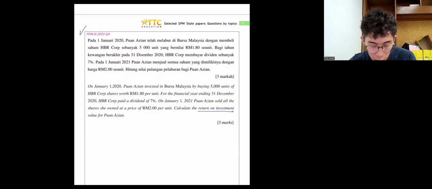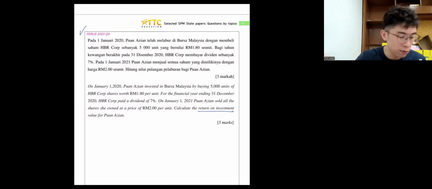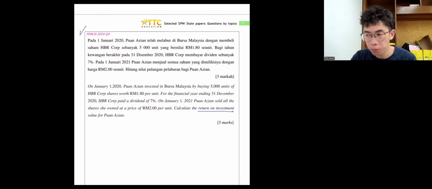On January 1st of 2020, Puan ASEAN invested in Bursa Malaysia by buying 50,000 units of HBR Corporation shares worth 180 cents per unit. Okay, students, so this is the what investment? Tell me the one word in front of the word investment. This is the first investment. What is that first investment called? Starts with I. In your calculation, you use this word. Yes, initial investment. So initially your investment amount, that's the one.